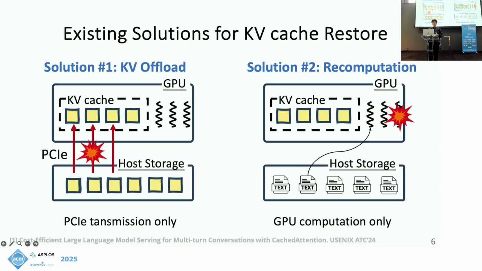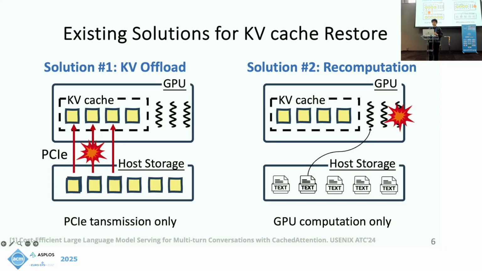Let's briefly review existing solutions for this, starting with the first solution, KV offload. In this method, HCache is stored in the host storage. When it is needed again, it is transferred back to the GPU from the PCIe link. It's crucial to note that this solution, KV offload, solely depends on the PCIe transmission for the restoration, but it can be the bottleneck.